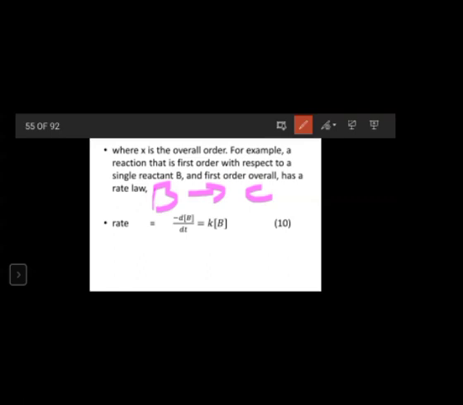And that's what I've just done now. So B decomposes to give you C, and the order, for example, is first order. That is how I was able to write this equation. This one is the rate of decrease of B. This one is the specific rate constant, and this one is the concentration. So you put here the whole of this.